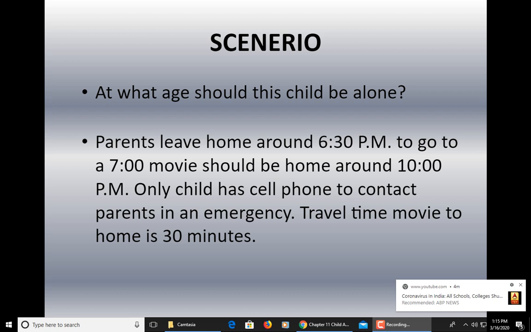Here's a scenario which I have from a regular classroom. I'm not going to be able to do this in an online setting, but if you looked at the scenario, I bet everyone would have a different opinion on what is the proper age to leave a child alone. This would fall under what's called supervisory neglect. Everyone has a different opinion on what age to leave a child alone and how long that child should be left alone.